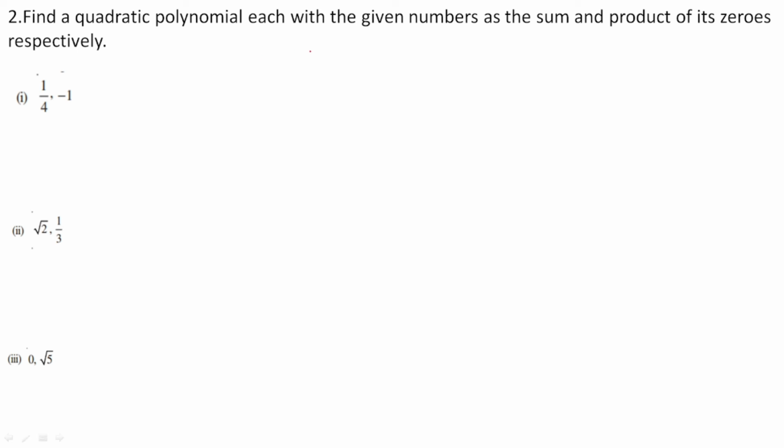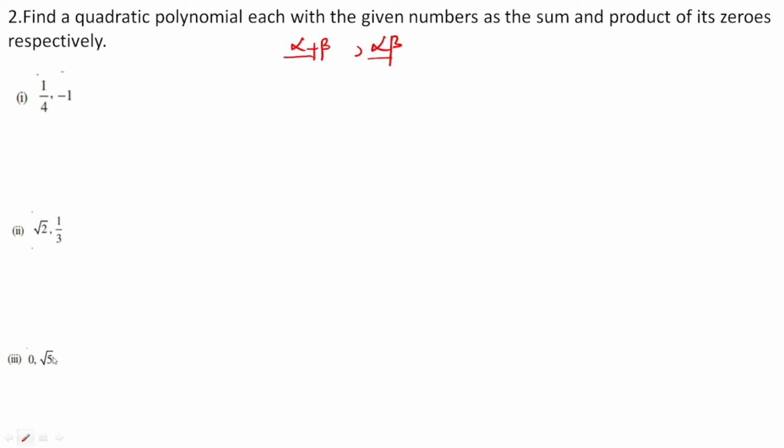We are given the sum of the roots, that is alpha plus beta, and the product of the roots, alpha beta. So basing upon this, we are supposed to find the polynomial expression having the roots given in the question. Let's start with the first question.